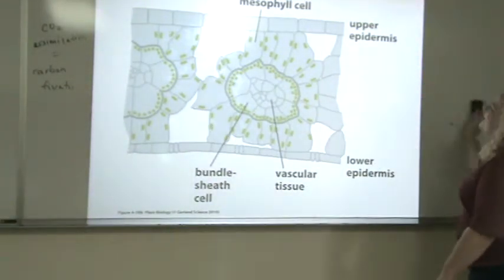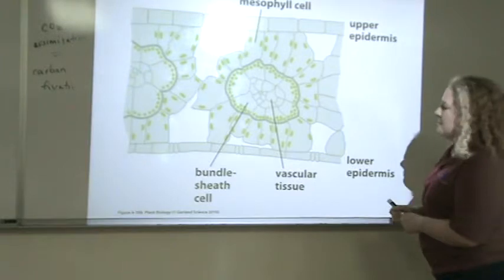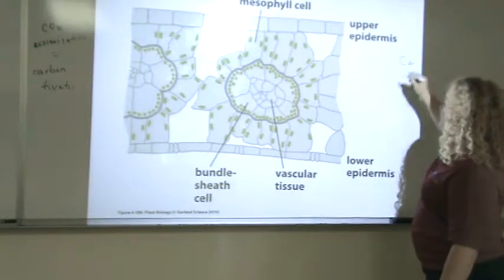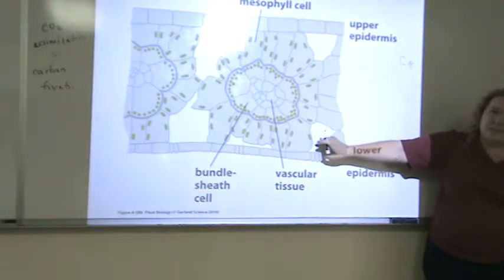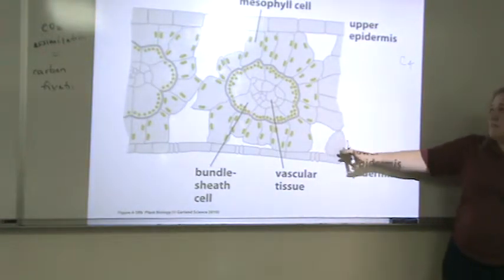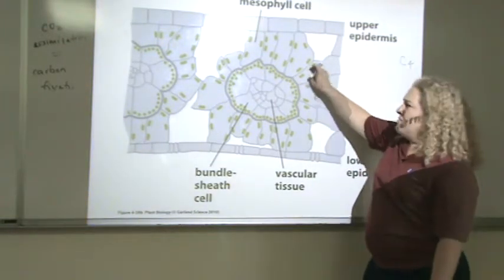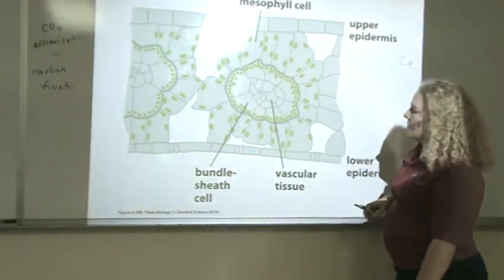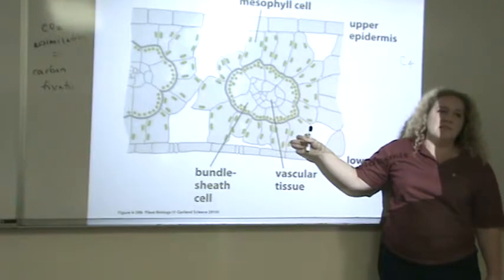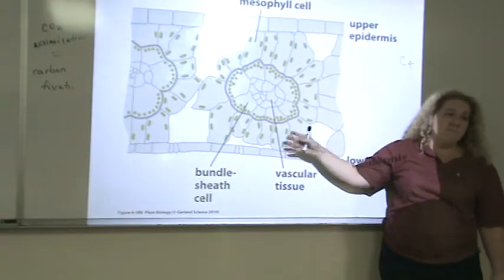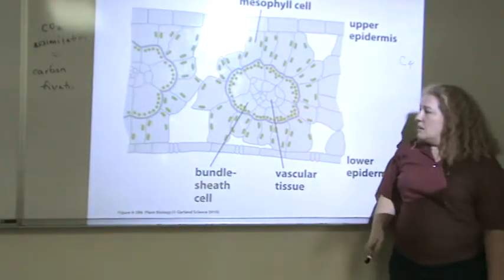All right, so here's the cartoon of a C4 leaf. There is airspace. It's not that there's no airspace, but there's less airspace. And there is this radial arrangement of mesophyll cells. So we don't really have palisade or spongy in a C4 leaf. It's mesophyll around the vascular bundles.